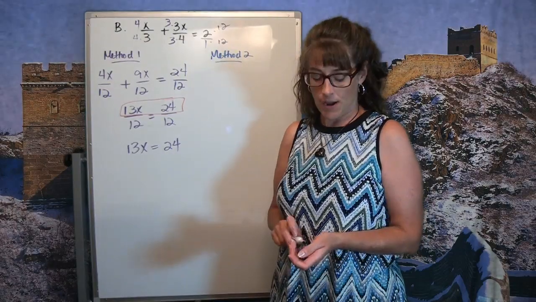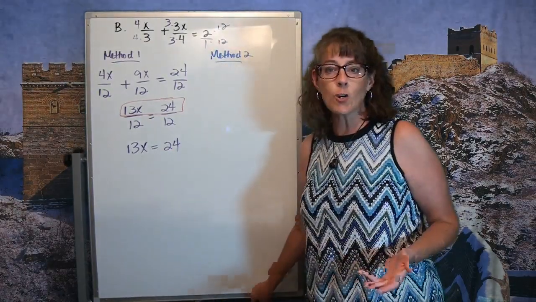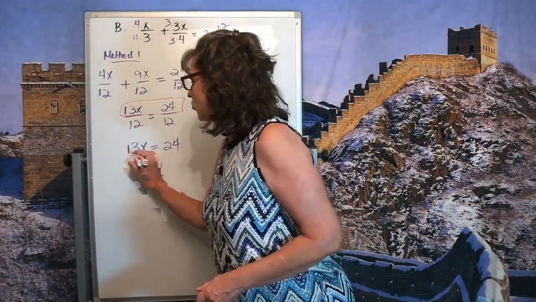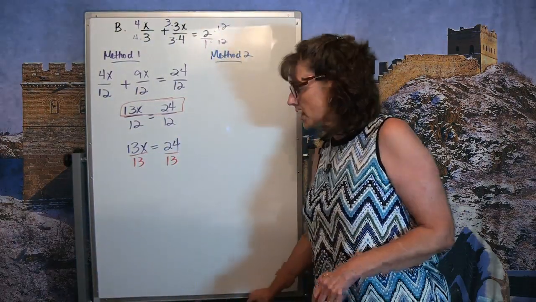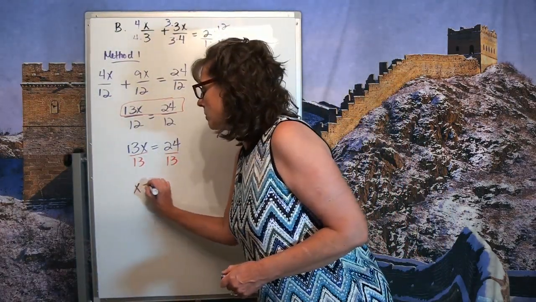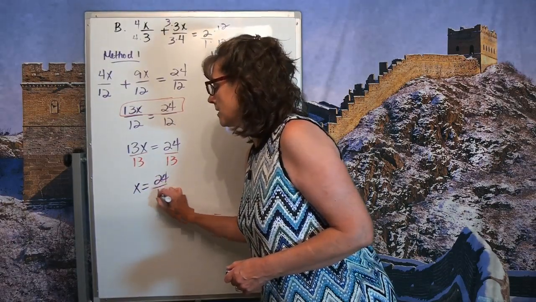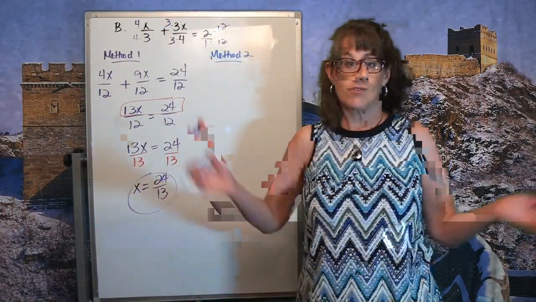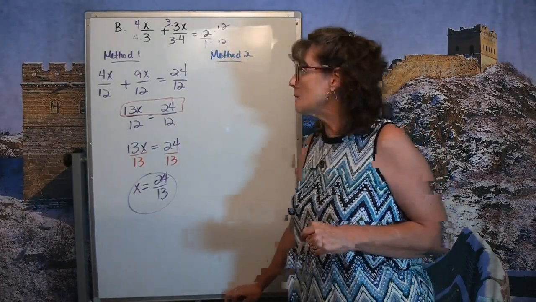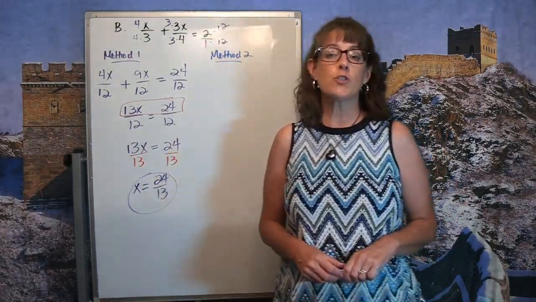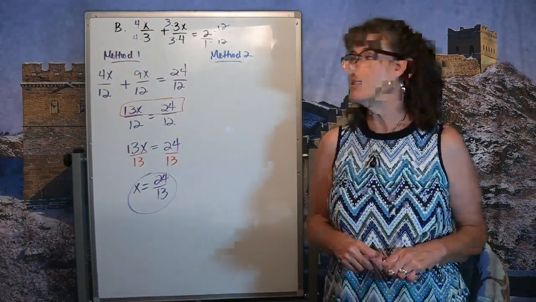We know where to go after this. Pretty easy equation to solve. We just got to go through and divide by 13 on both sides. And so that means that my x is going to be 24 over 13. Ta-da! Not too bad. But if you don't like that, remember your second method gets rid of those fractions in one quick and easy step.